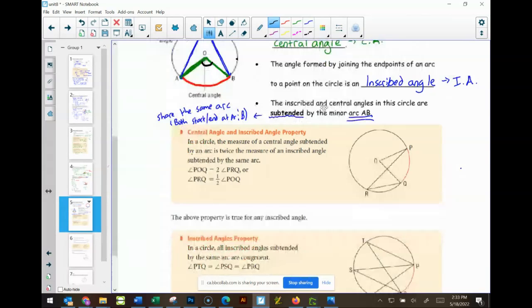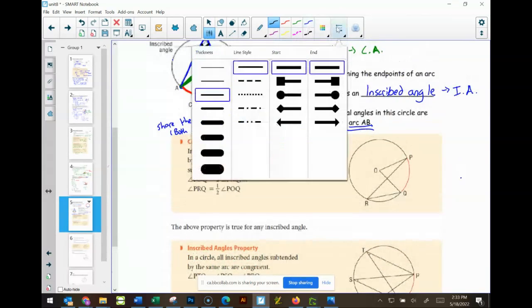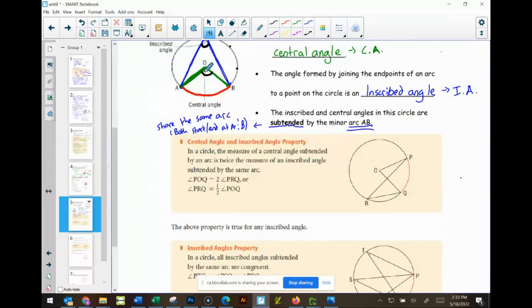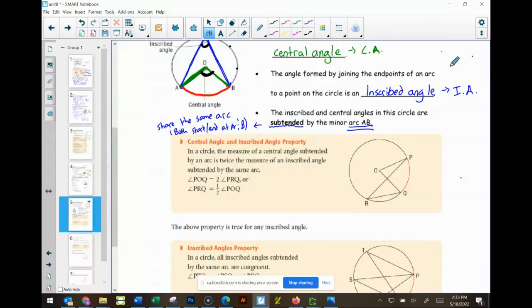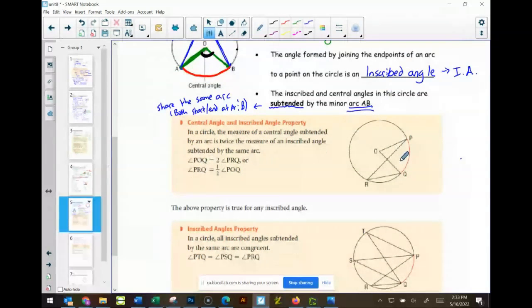So the one in the middle, the central angle, is always the biggest. Keep that in mind as you're going through this unit. If you know what this central angle is right here, you can figure out what the inscribed angle is, because you just have to divide it by 2. It's half the size.